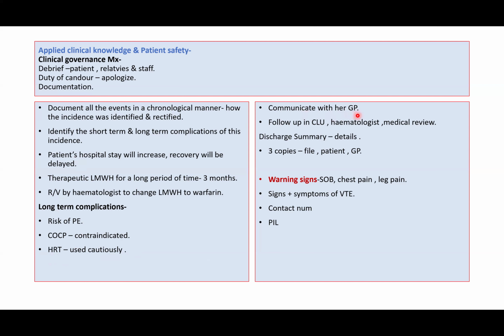We have to communicate with her GP. She will be having follow-up in the consultant-led unit. And she will be having haematologist and medical review. And the discharge summary has to include all the details of the events. There have to be 3 copies of the discharge summary. One will be in the file, one given to the patient, one given to the GP. We have to tell her about the warning signs, that if any time she goes home and she has shortness of breath, chest pain, leg pain, signs and symptoms of VTE, she has to report to us immediately. For that, we are going to give her the contact numbers and the patient information leaflet.